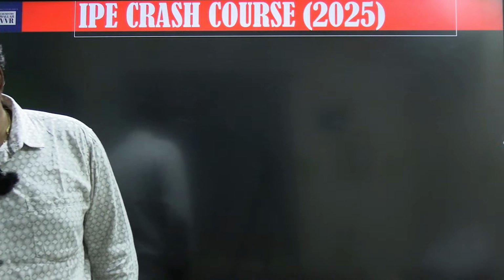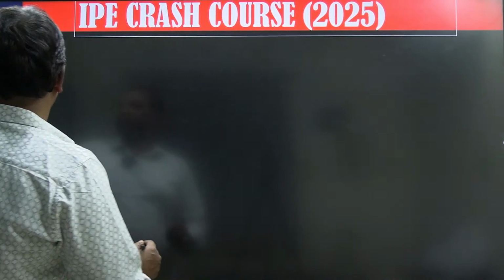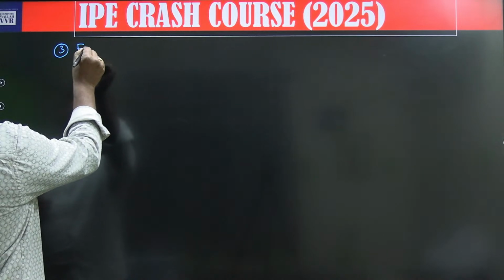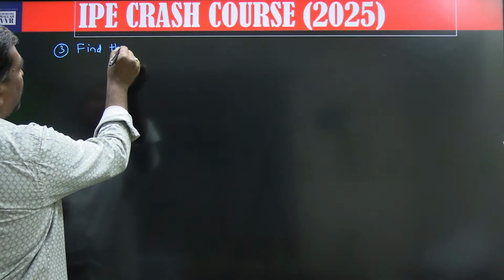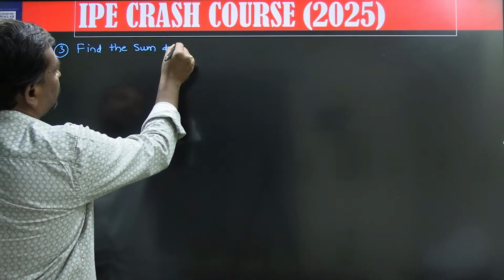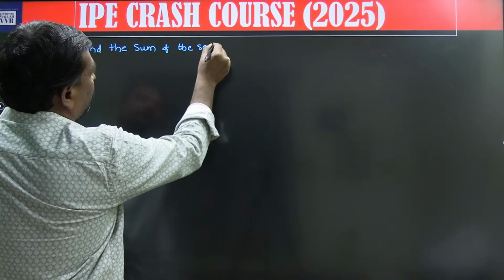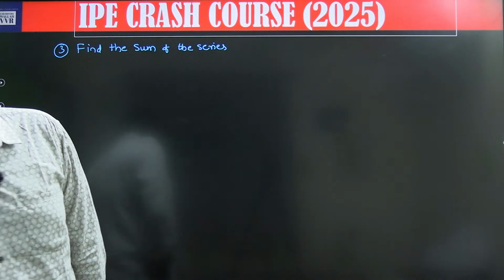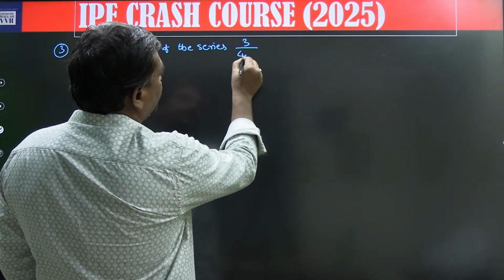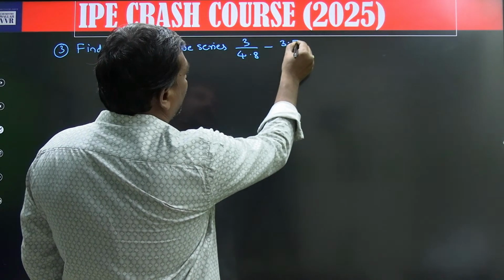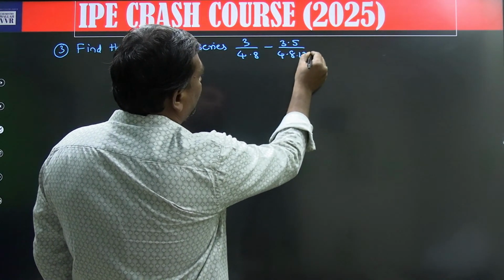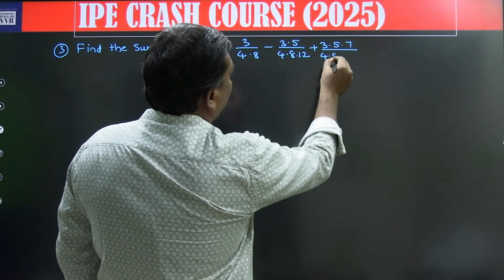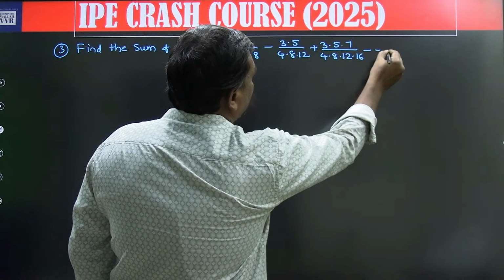Find the sum of the series: 3 by (4 into 8) minus (3 into 5) by (4 into 8 into 12) plus (3 into 5 into 7) by (4 into 8 into 12 into 16) minus, and so on.